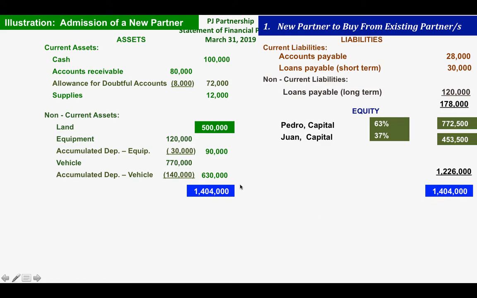So class, before admitting a new partner, the partnership should first update their statement of financial position to reflect the updated capital structure of the existing partners. Like in this case, their capital structure has changed because there was an asset revaluation. Their capital structure has increased because of the distribution of profit.